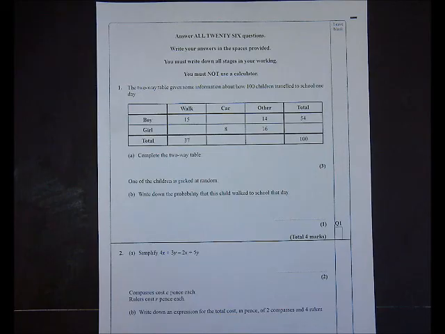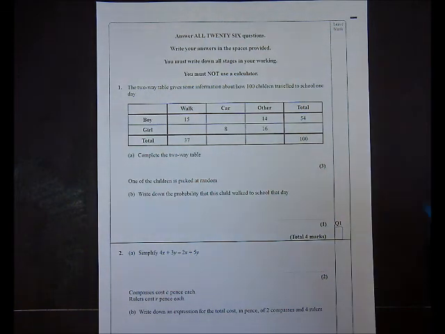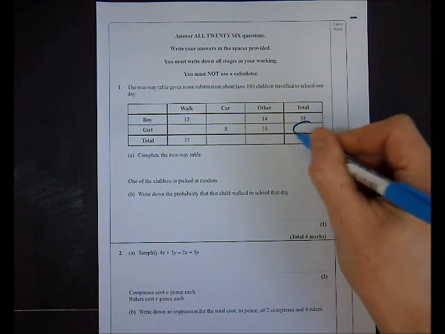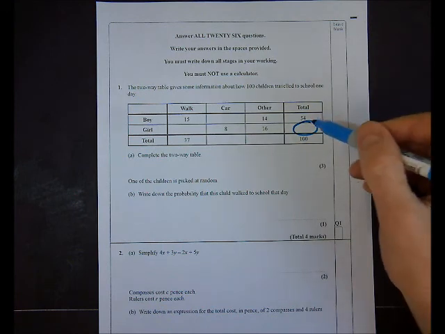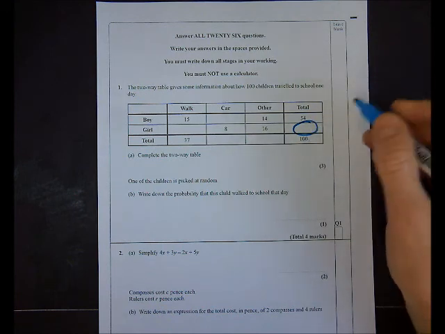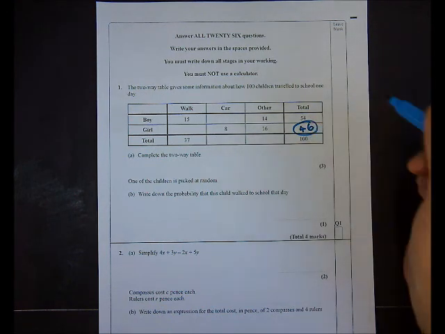On question number 1, we're given a two-way table and some information about 100 children and how they travel to school. And we're asked to complete the two-way table in part A. So first of all, I'm going to work out this number here, and I can tell that as 54 added to this number is 100, this number must be 46.